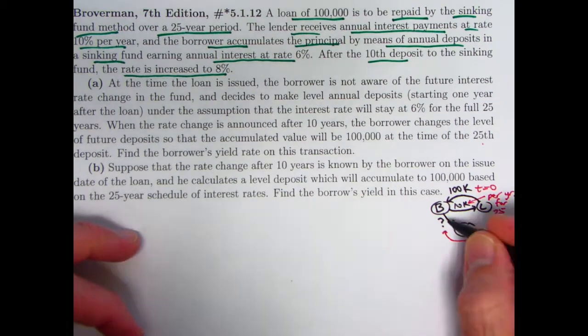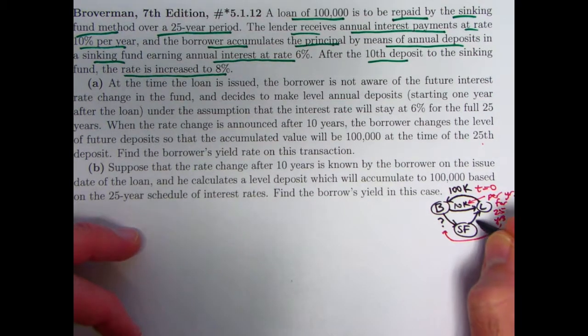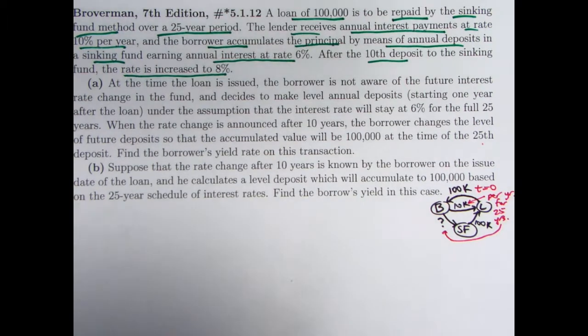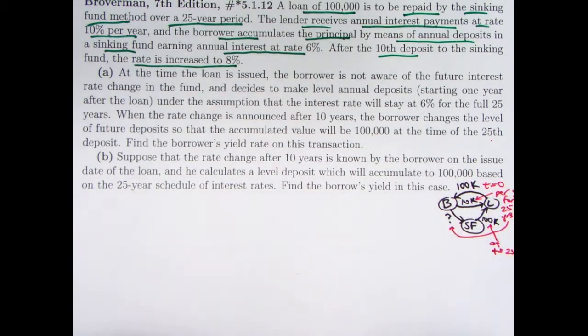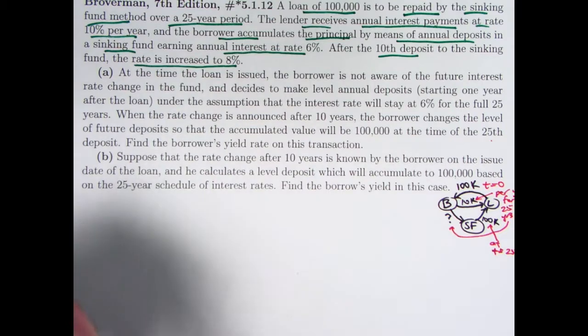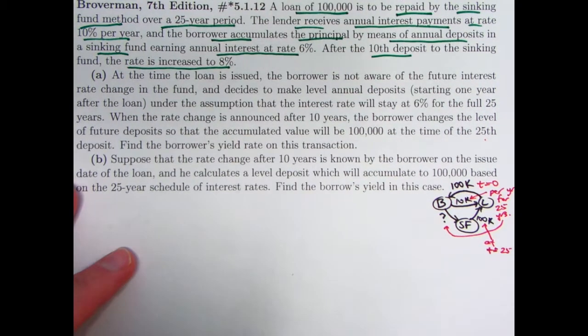Finally, at the end, it's not really the borrower who pays back the loan, it's really the sinking fund that pays back the loan. Okay, so there's a 100,000 payment, 100K. That one's going to occur at time 25, at t equals 25. And that's important to realize here, that it's not going back through the borrower. So when you're thinking about the cash flow and calculating the yield or internal rate of return, that 100,000 at the end is not relevant to think about.